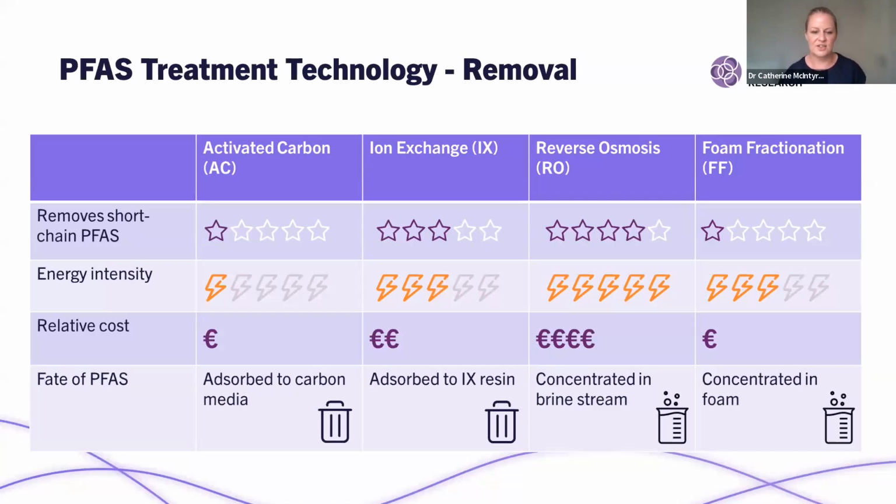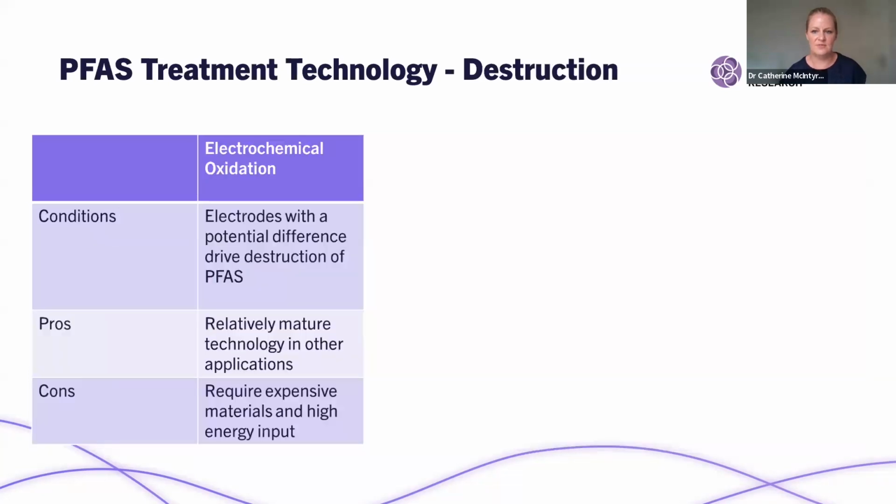So let's look at destruction. So you can have destruction on site. These are all at varying levels of maturity, and each will suit different types of wastewater. So it depends on the concentration of PFAS, the volume, it depends on what else is in the wastewater and the concentration of that. But all of these require high energy inputs to break that strong carbon-fluorine bond.